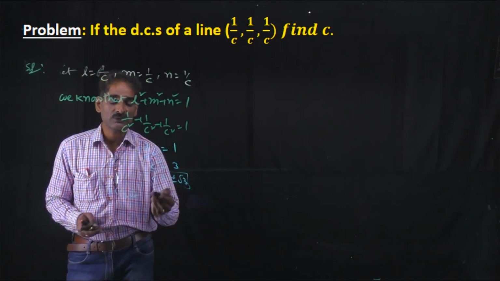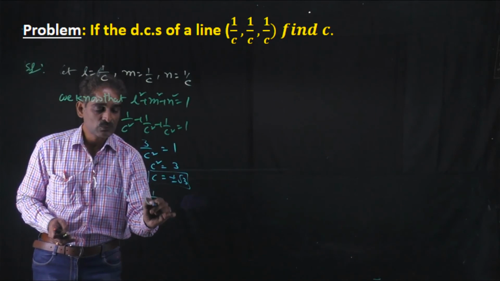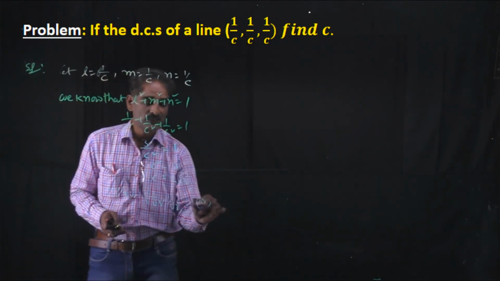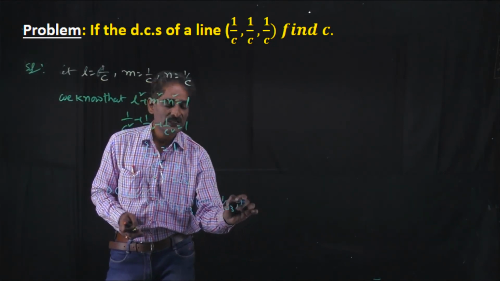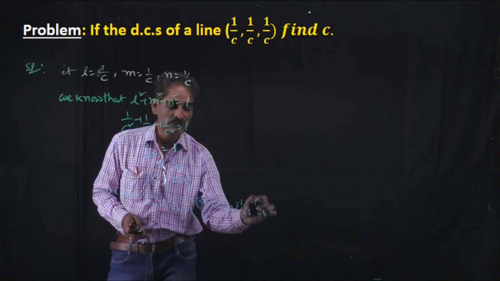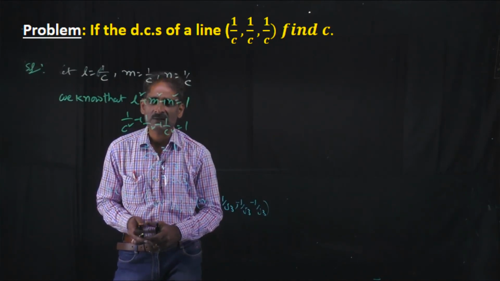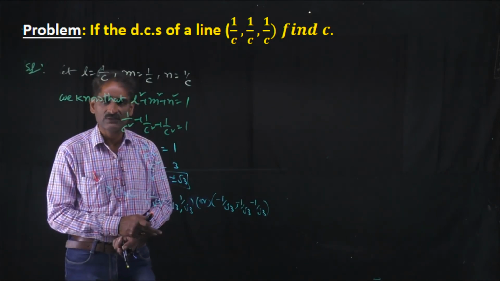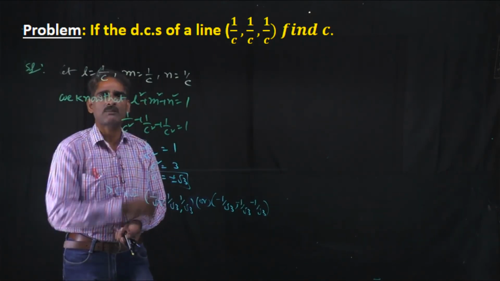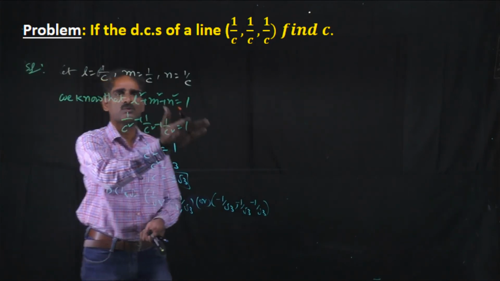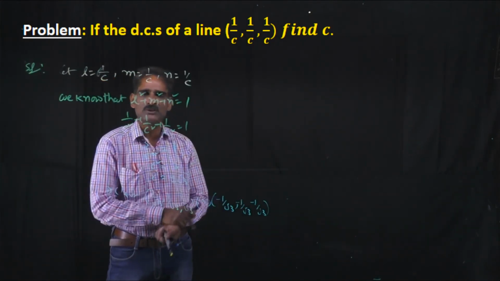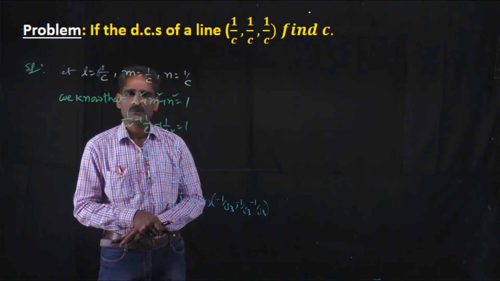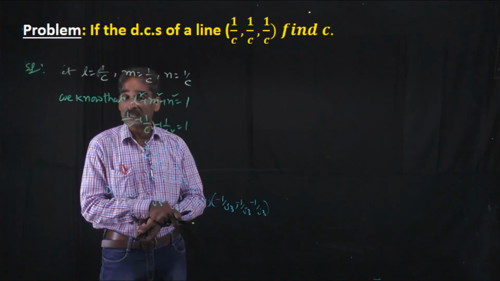So, the DCs of the given line, what will they be? 1 by root 3, 1 by root 3, 1 by root 3, otherwise minus 1 by root 3, minus 1 by root 3, minus 1 by root 3. Understand? We have to find out the c value, that's all. Just the DCs are 1 by c, 1 by c, 1 by c. We know the sum of the squares of these is equal to 1. With the help of this condition, c is equal to plus or minus root 3. That's it. He asked only what is c. Suppose he may ask what are the DCs of the line, like this.